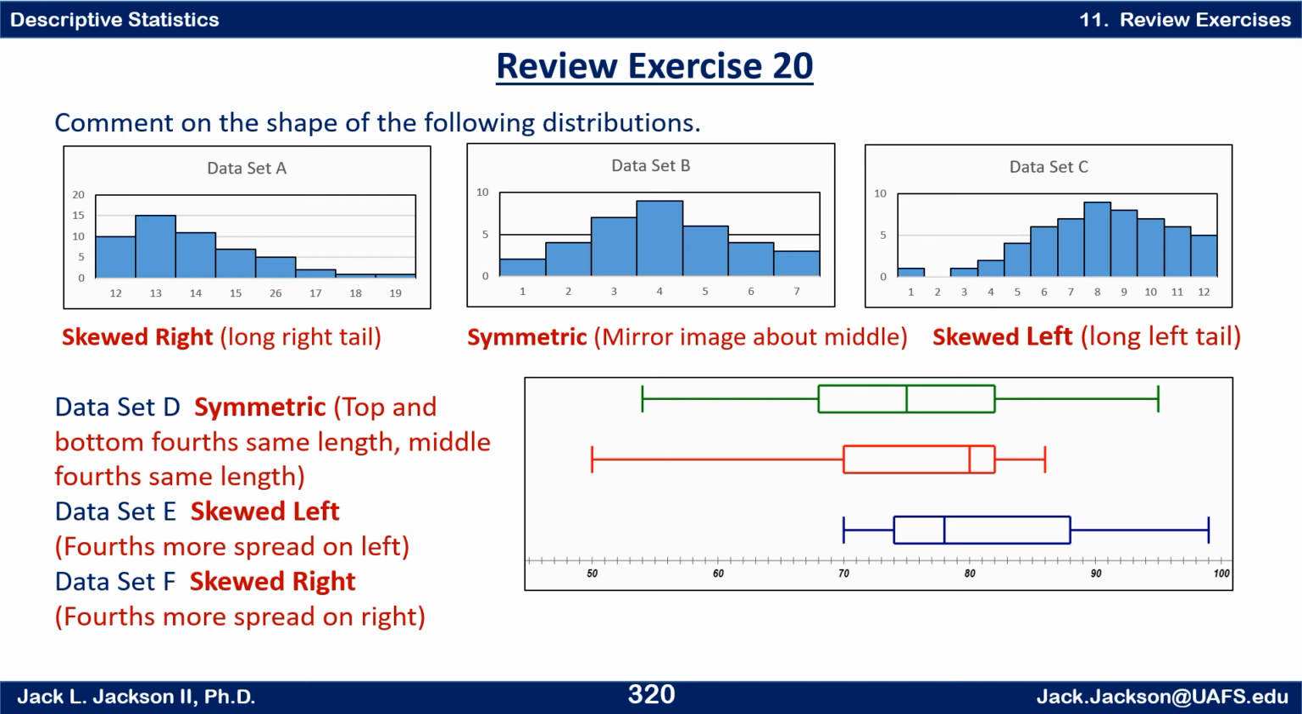Contrast that with data set E, which is skewed left. From here we can see that the top fourth is smaller than the bottom fourth, and the second fourth in the first part of the box is bigger or wider than the third fourth. So the median is more towards Q3 than it is down to Q1. The mean would be to the left of the median here when we have a long tail to the left. So the longer tail is on the left, that's skewed left or negatively skewed.